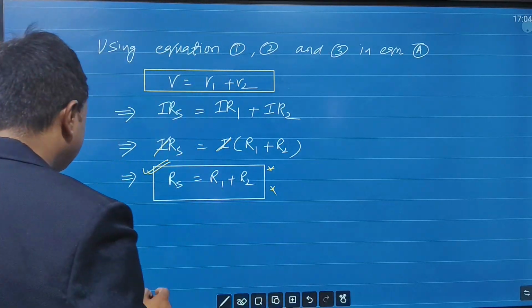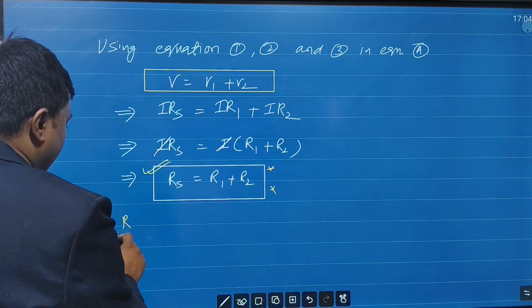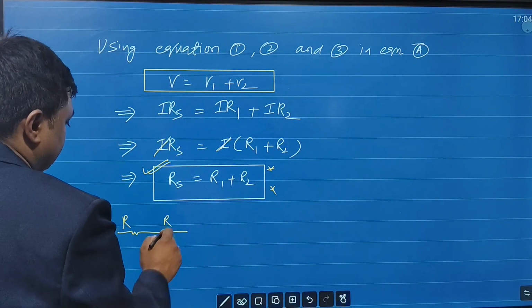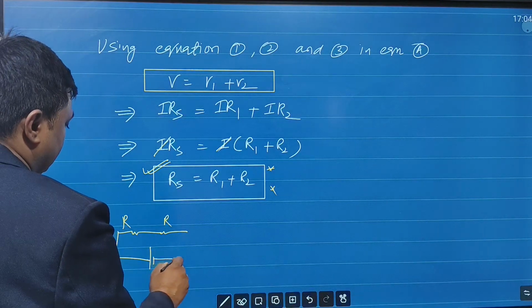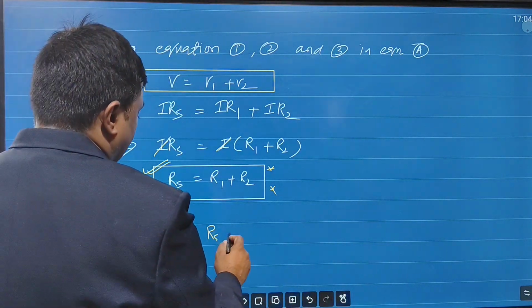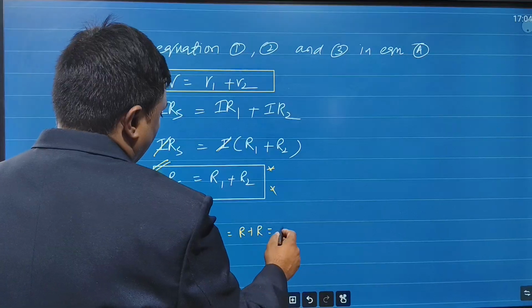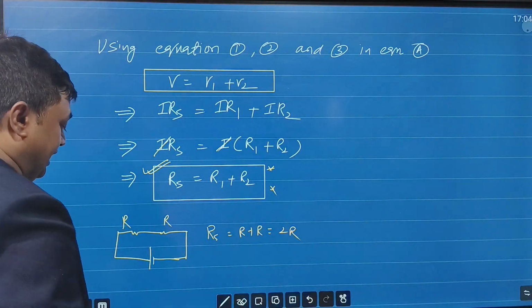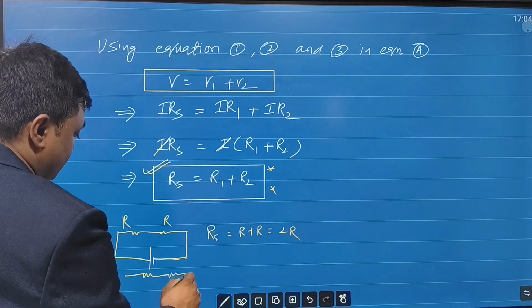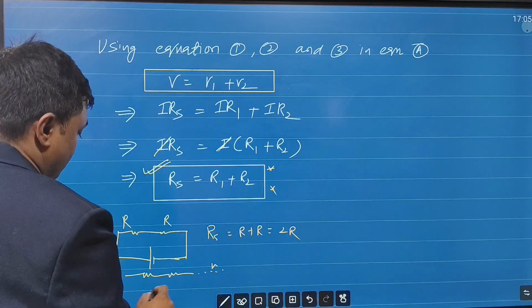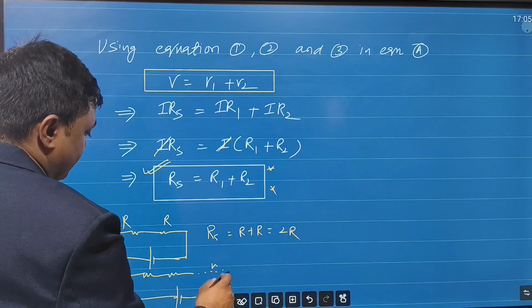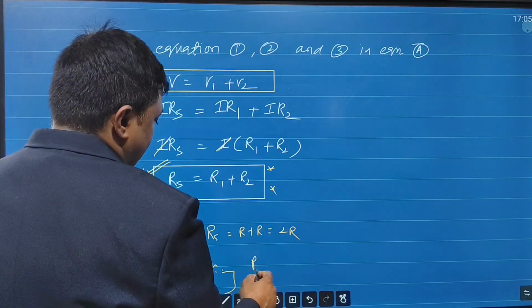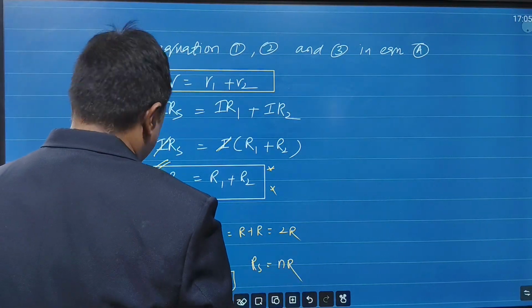Is it clear? Suppose R and R are connected in series. What is the equivalent RS? RS is equal to R plus R, that is 2R. If n resistors of value R are connected in series, n times, what is the RS? RS is equal to n times R. Is it clear?